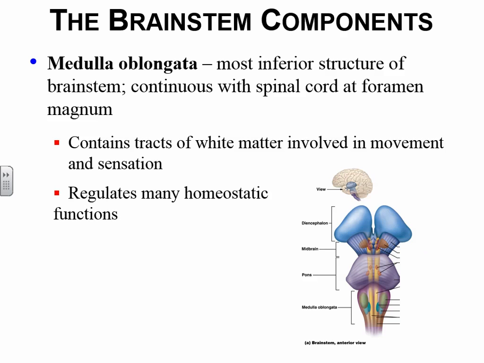Then we have the medulla oblongata. It's the most inferior part of the brain. It does run right up into the spinal cord, so it's going to be right through that foramen magnum, that big hole in your skull. We do have tracts, bundles of myelinated axons that are involved in movement and sensation, and this is also regulating a lot of your homeostatic functions, back to your blood pressure and heart rate and breathing rates.